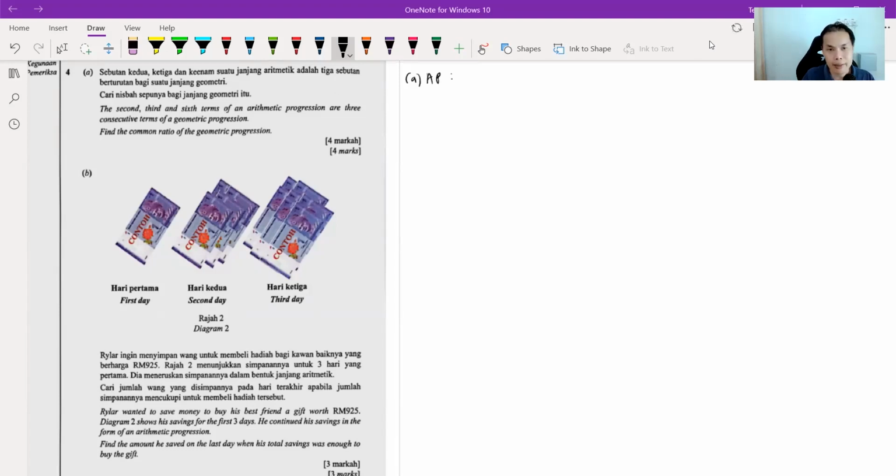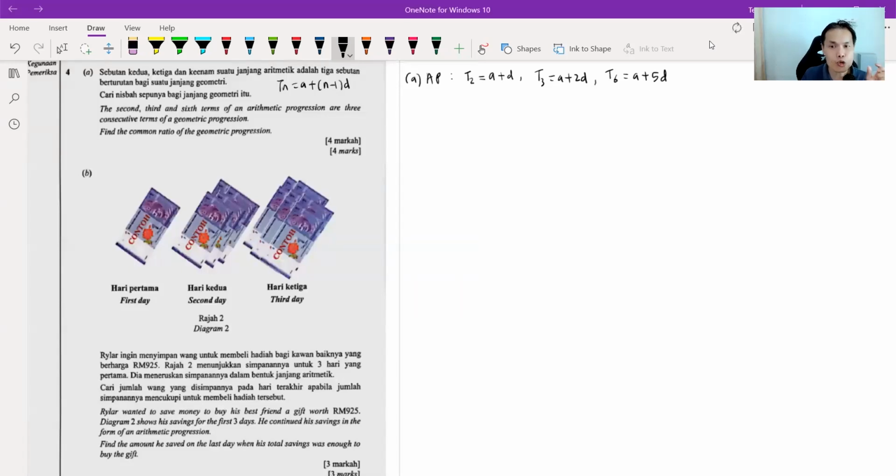We know an arithmetic progression has the general form Tn equals a plus (n minus 1)d. The second term, T2: n is 2, 2 minus 1 is 1d, so the second term is a plus d. The third term, T3, is a plus, n is 3, 3 minus 1 is 2, so it's a plus 2d. And the sixth term, T6, is a plus, n is 6, 6 minus 1, 5d.